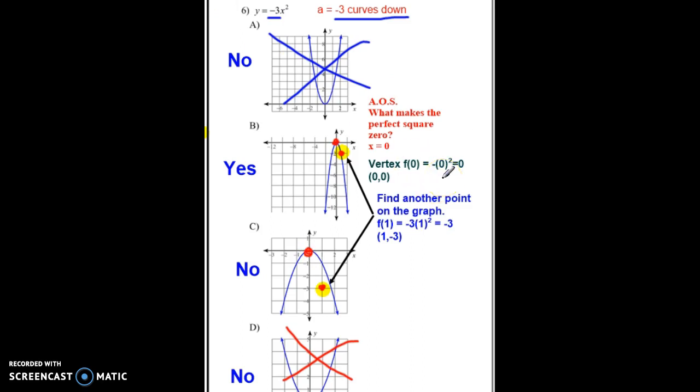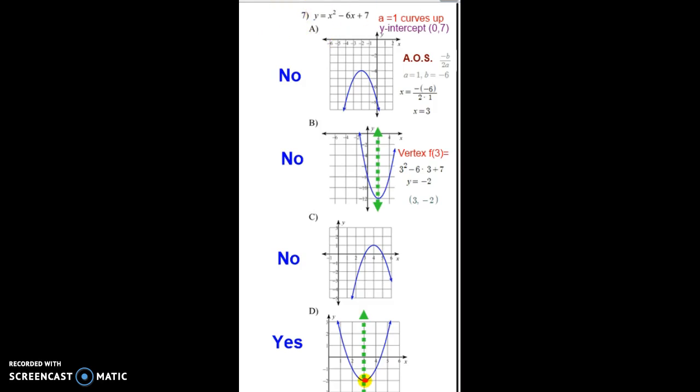So I'm going to plug a simple value in. If I plug in f of 1, so negative 3 times 1 squared is negative 3. So negative 3 is on the graph. So B is the correct answer because I got 1, negative 3, about right there on the graph. And C is not correct because that is not 1, negative 3, because the point's right there, not on the graph. On number 7, I have standard form.